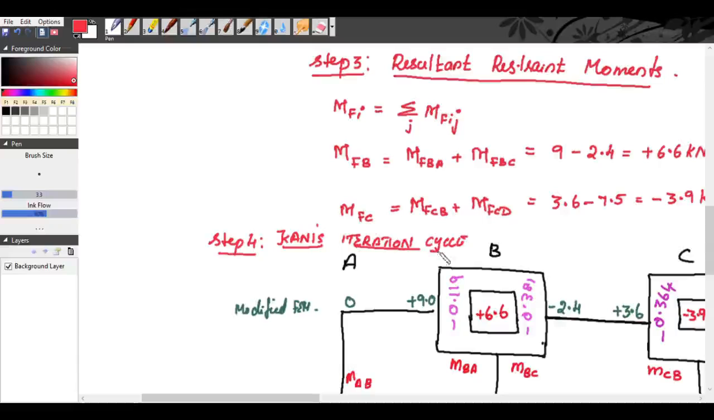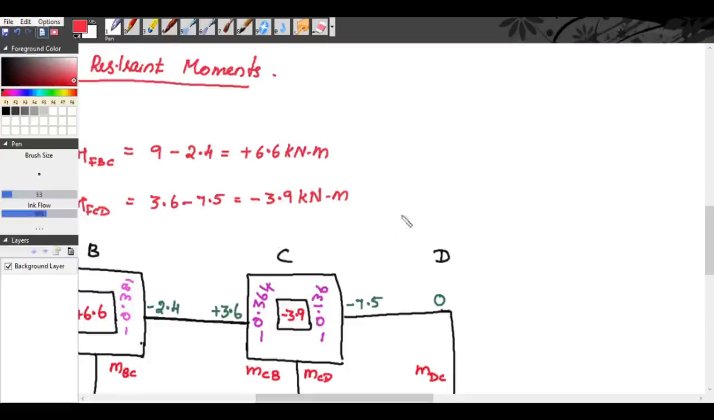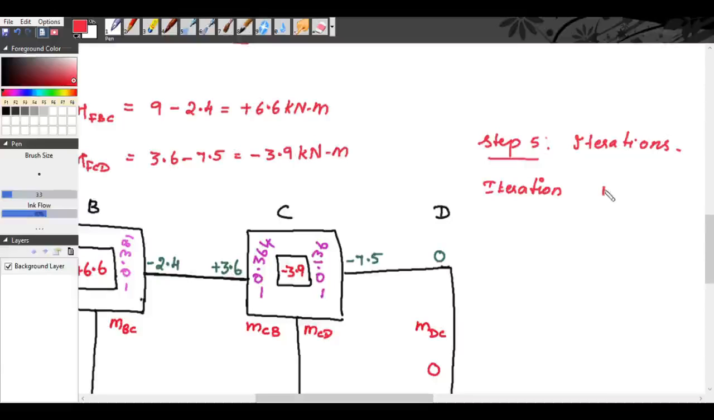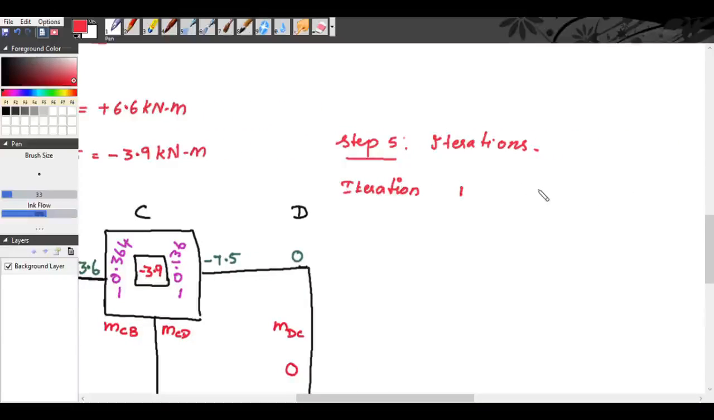So these are called the Kani's iteration cycle. In step 5 we will go for iterations. We have drawn the iteration cycle. Previous problem I explained to you in detail. So here, iteration 1, right? We will open a tabular column and do it in a very simple manner. Each time we are not going to write the equations. So iterations, totally 5 iterations, right?